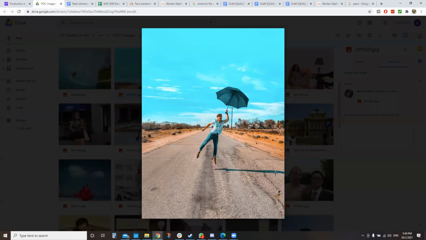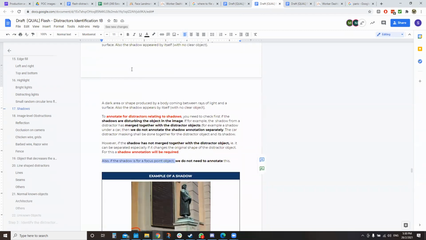So far you're following me? Yes. So let's say this guy, just for training purposes, this guy is not a distractor, but let's pretend he is a distractor. If this guy is a distractor, this shadow is his shadow, right? Yes. So this one is also a distractor. If this one is a distractor, the shadow of it is also a distractor. But this shadow, you cannot label it as this one.